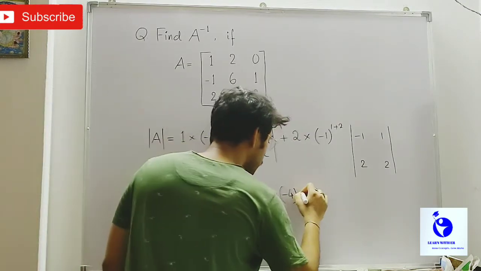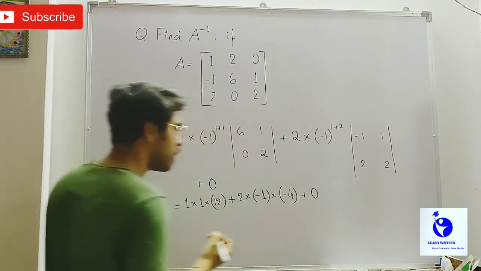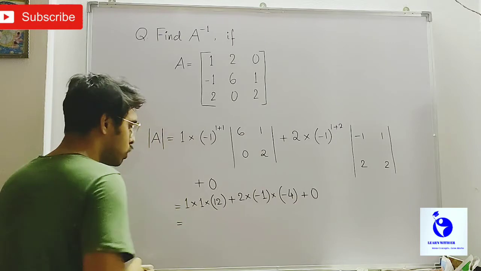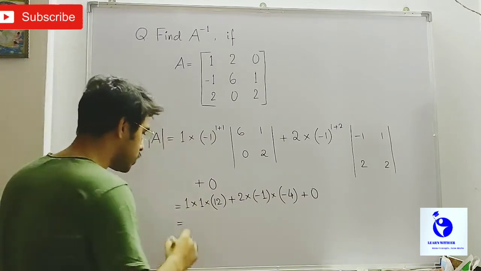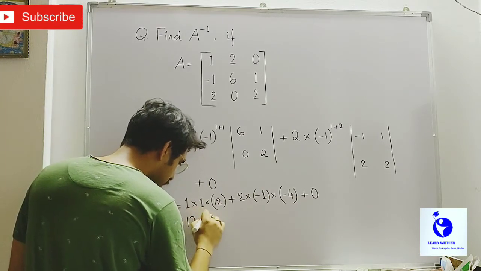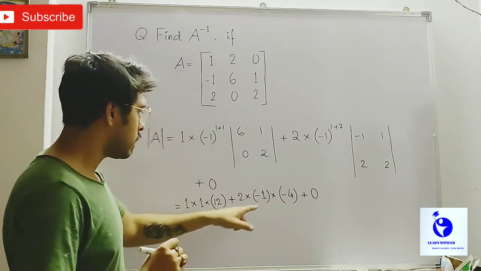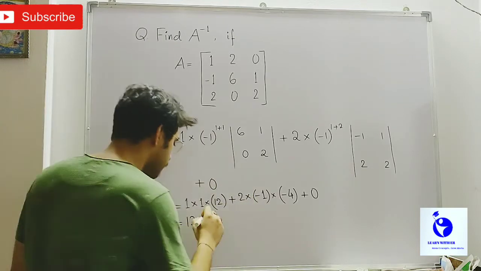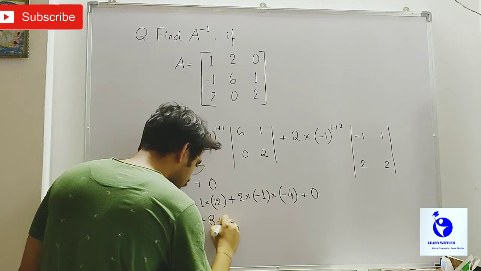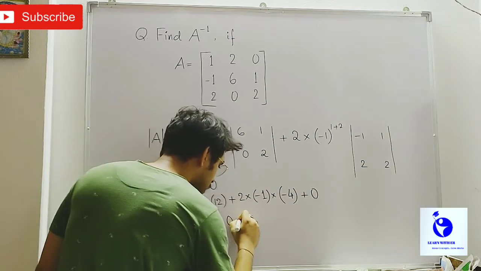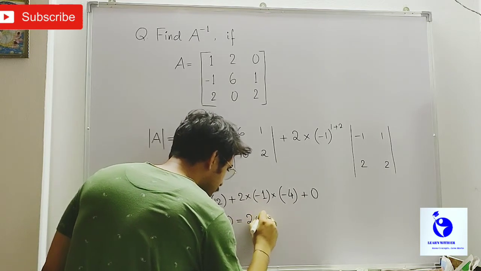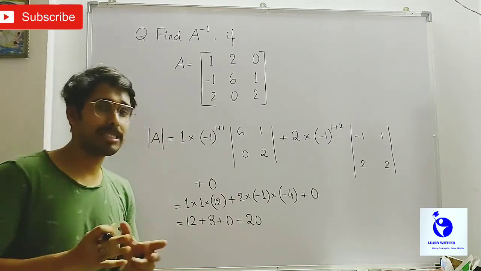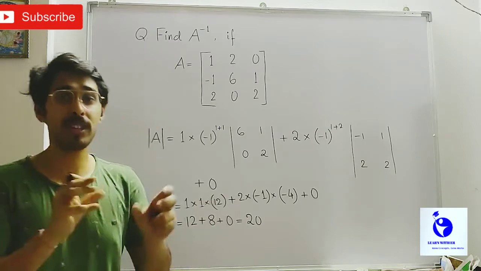And finally, we are adding 0. Okay, so one more step and we are getting our determinant. So 1 into 1 into 12, that is obviously 12. Plus, now here, minus 4 into minus 1, that is 4, and 4 into 2, that is 8. And finally 0. So the answer we are getting is 20. So the determinant of A is 20. So that is the end of the first step of the 3-step process.